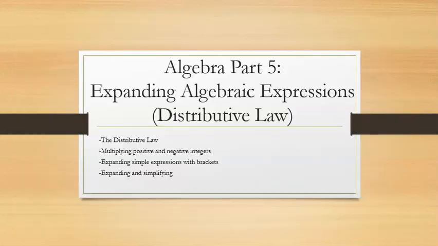Arnold Harsley. Today it's Algebra Part 5, expanding algebraic expressions. We'll look at the distributive law, multiplying positive and negative integers because you need that to be able to expand positive and negative numbers, expanding simple expressions with brackets, and expanding and simplifying.